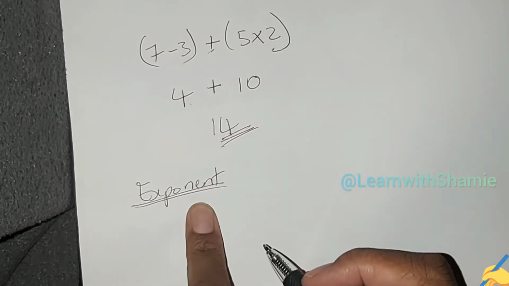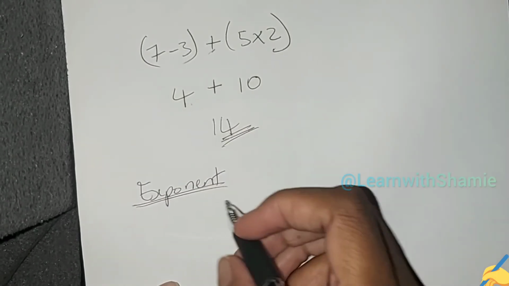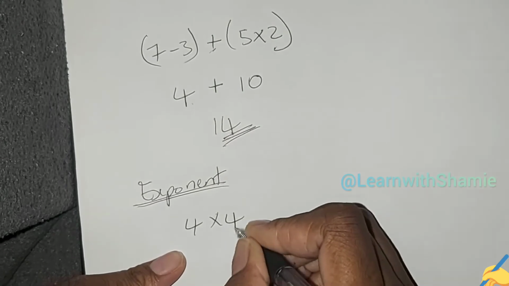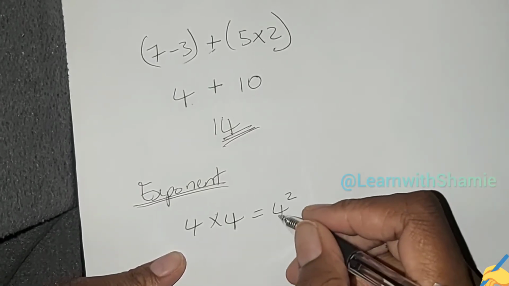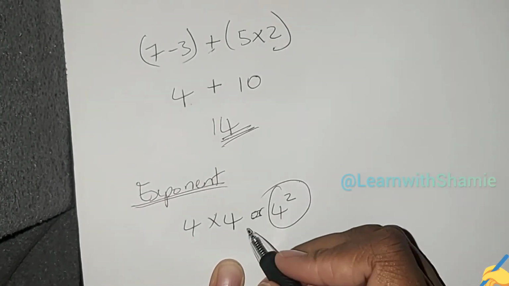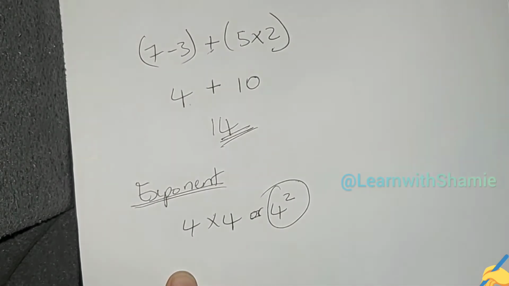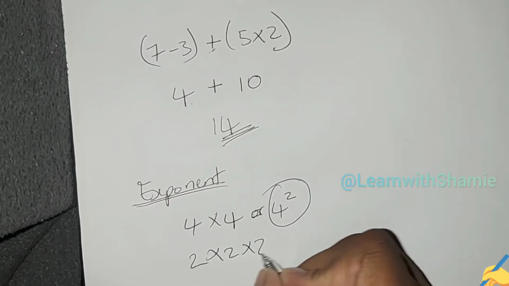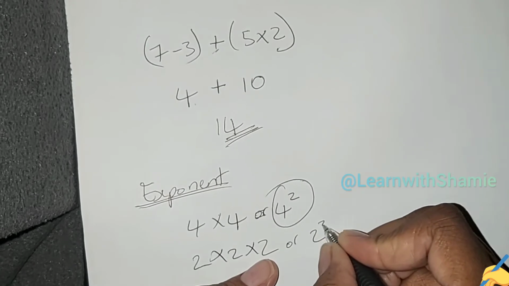So exponent is just a way of writing repeated multiplication. So for example, 4 times 4 is equal to 4 squared. So this would be the exponent. It's just a way of writing repeated multiplication. Another example, 2 times 2 times 2, or 2 to the third power.